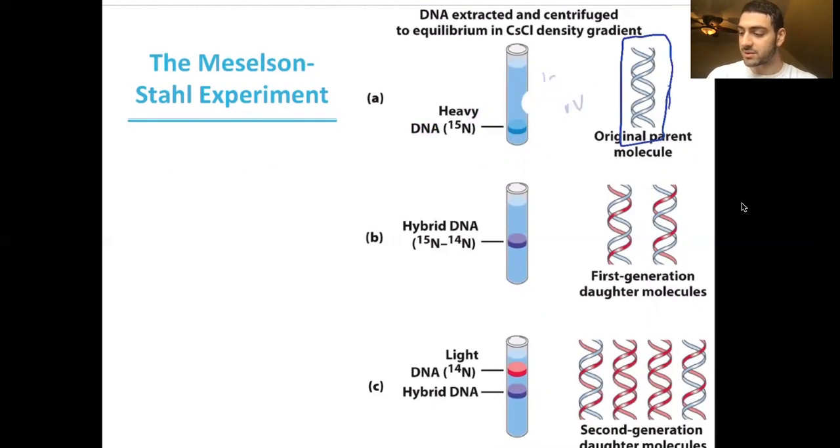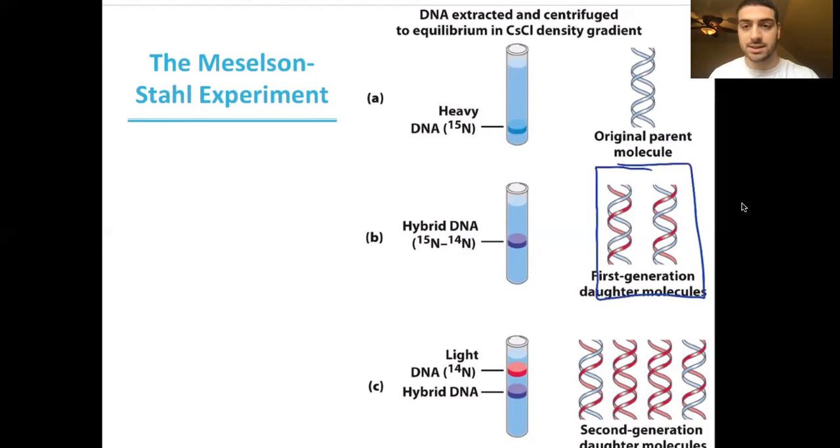And then they allowed the cells to replicate once. And once they replicate once, all of the parent DNA is now going to act as a template for the new DNA, but all of the new DNA is now going to be N14 because there's no N15 media left, right? So that means you're going to create these hybrid DNAs.